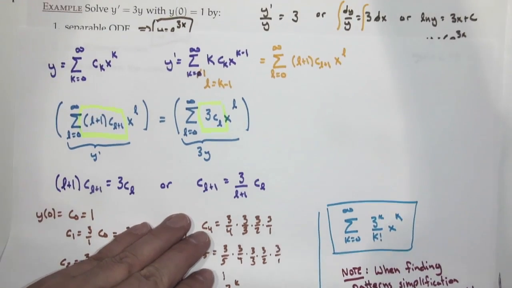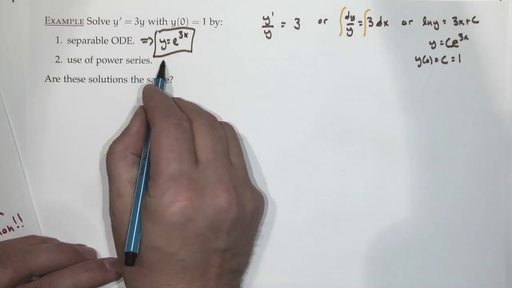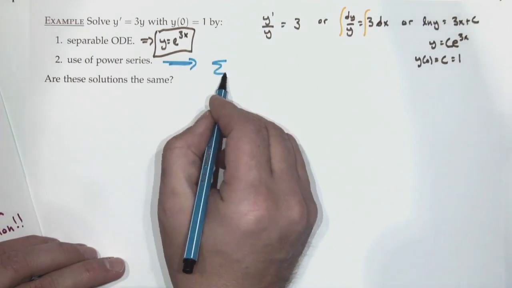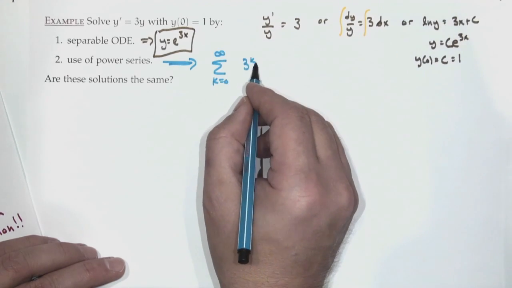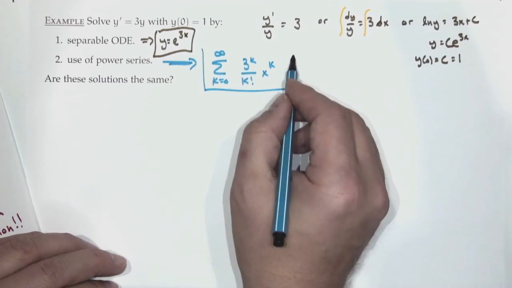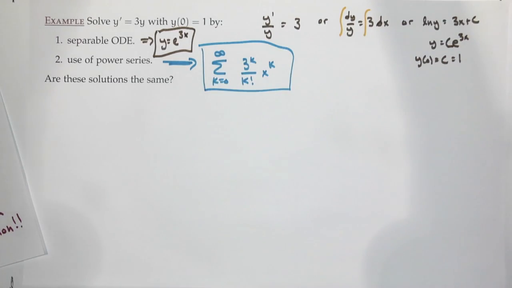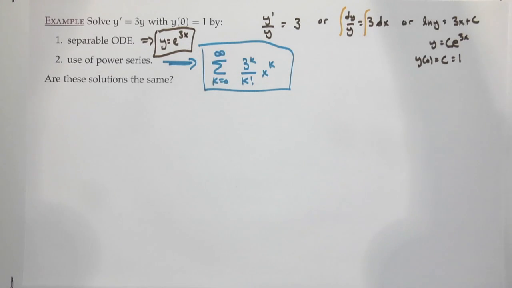Okay, so let's transfer this. So the use of power series says, aha, it should be the sum from 0 to infinity of 3 to the k over k factorial x to the k. All right, so that's part 2. And now there's the last part of this. Are these solutions the same? Now, I'm not going to ask you to spend 5 minutes, but I hope you want to spend like 10 seconds and say, are these the same?